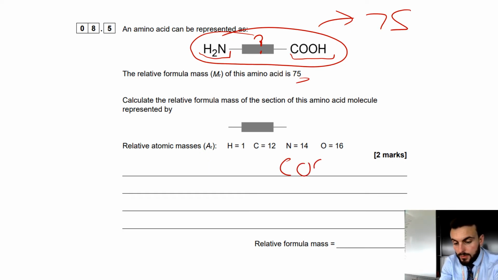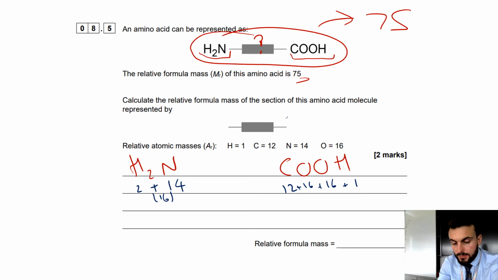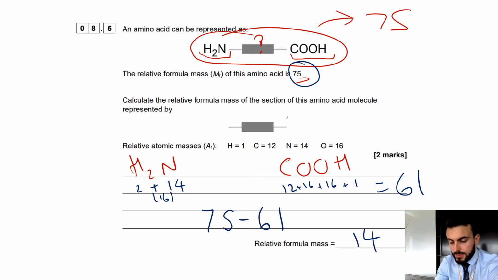So for the H2N and then the COOH. H2N is going to be 2 for the hydrogens plus 14, that's 16. And then for the COOH, we've got 12 for carbon plus 16 plus 16 plus 1. So 32, 44, 45, that's 61. And then all we're going to do is, the whole thing was 75, so we're just going to do 75 take away 61, and we get 14.